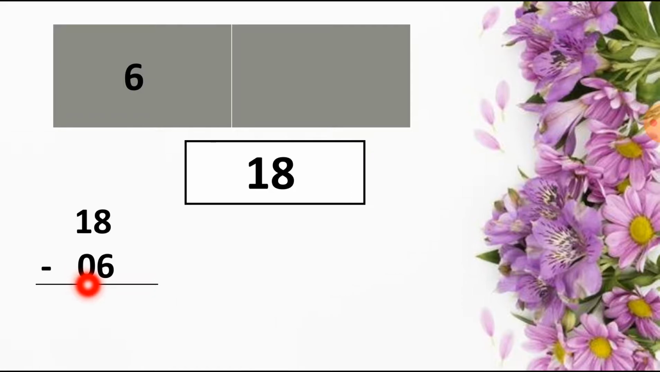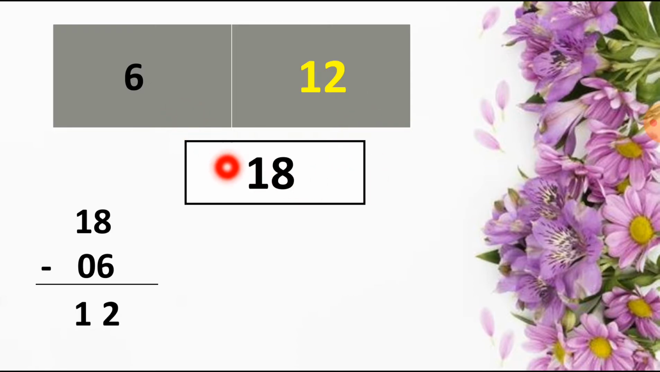Here we put 0 at the tens place because 6 is a single digit number. Now 8 minus 6 is equal to 2 and 1 minus 0 is equal to 1. So we get the answer 12. This way we can fill the box with this number, which is 12.